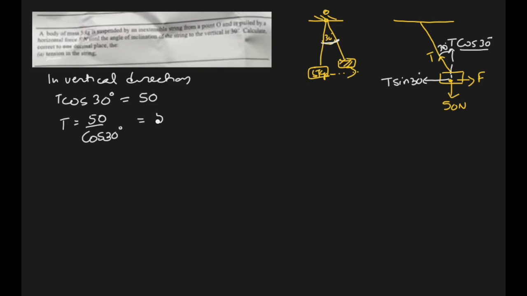And the answer I got here was 57.735. But they're saying we want only one decimal place, so 57.7 newtons is the next one.